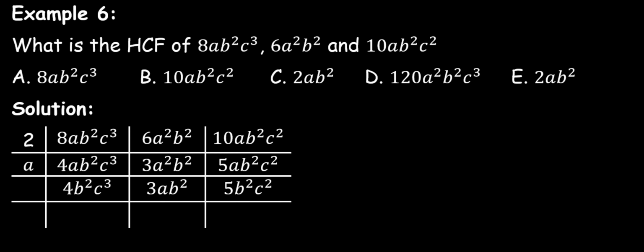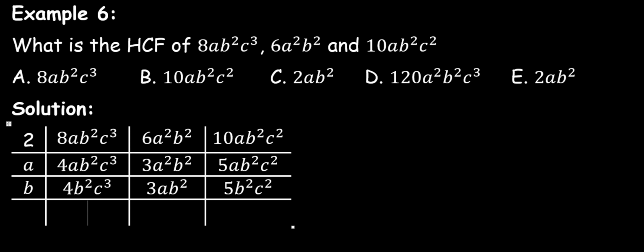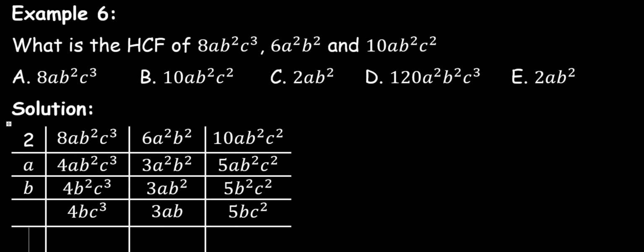B can divide through. We take B, and B squared will be reduced to B in the first case, and you still bring down your 4C cubed. In the second case, B divides B squared, reduced to B, so you still bring down your 3A along with the B. In the third case, the last one, B divides B squared, reduced to B. You still bring down your 5 along with the B and C squared.